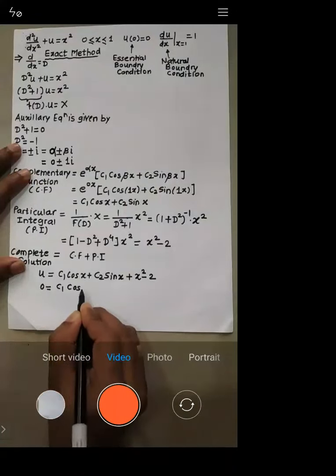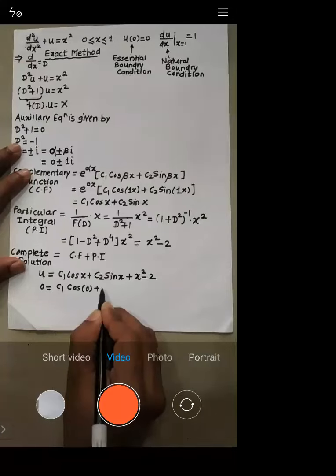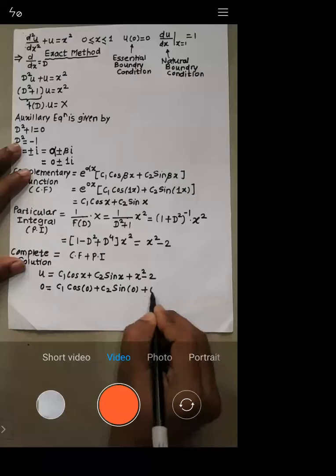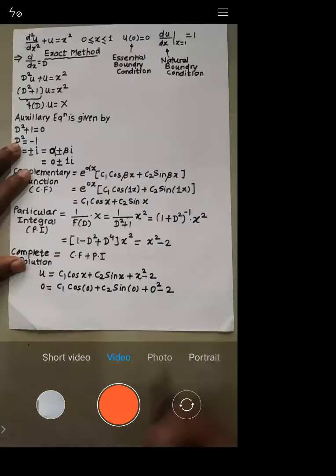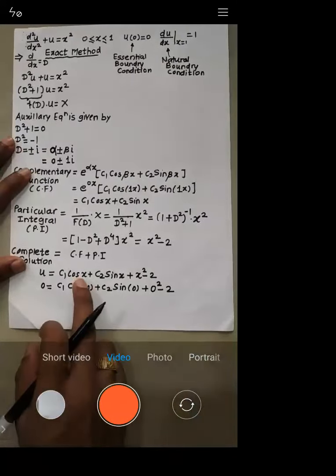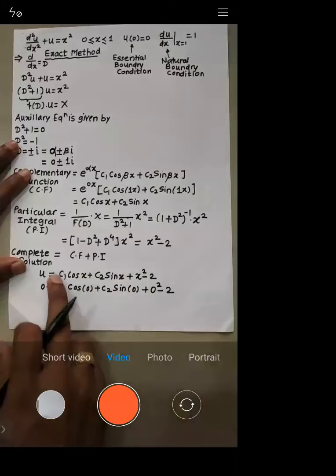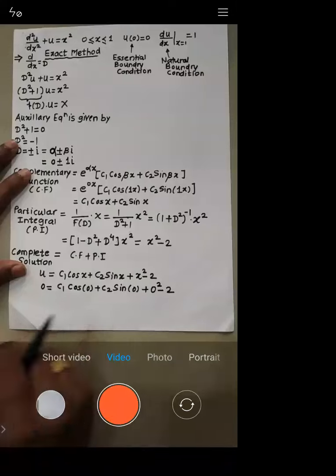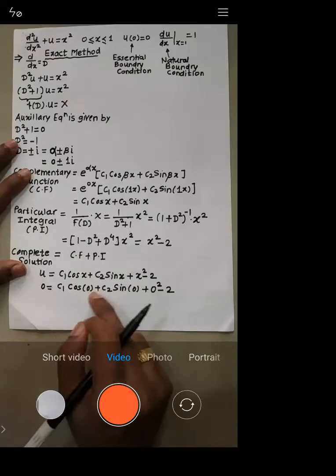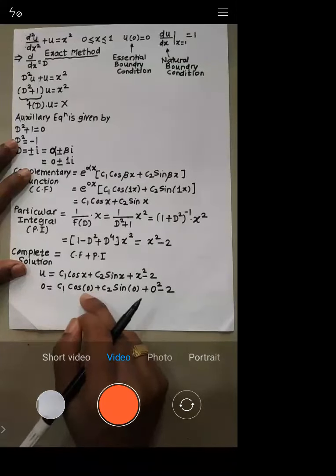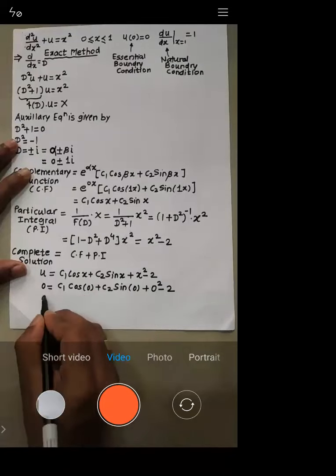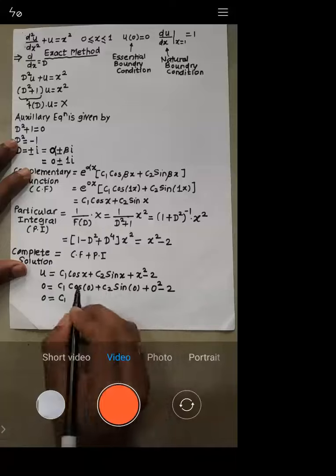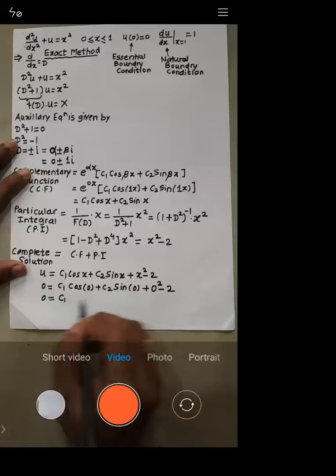Okay, so I will put C1 cos of 0 plus C2 sine of 0 plus 0 square minus 2. Is it okay? I have put x as 0, so my u is 0. When you put x as 0, your u is 0. So tell me, sine 0 is 0. What is cos 0? 1. Yes or no? See, sine 0 is 0. This term becomes 0. Cos 0 is 1. That's why this is C1.